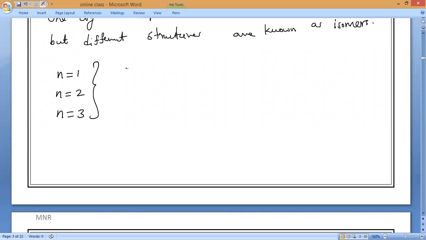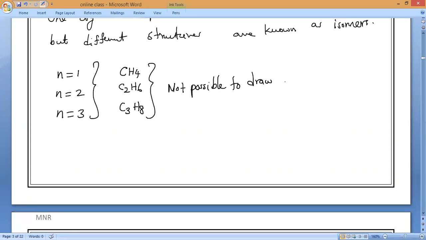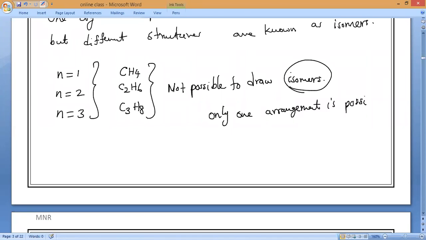For example, the first one has the formula CH4, the second one C2H6, the third one C3H8. For these three it is not possible to draw isomers. What is the number of isomers for these compounds? Only one. Only one arrangement is possible, so they have only one isomer. It itself is the isomer. Remember that.